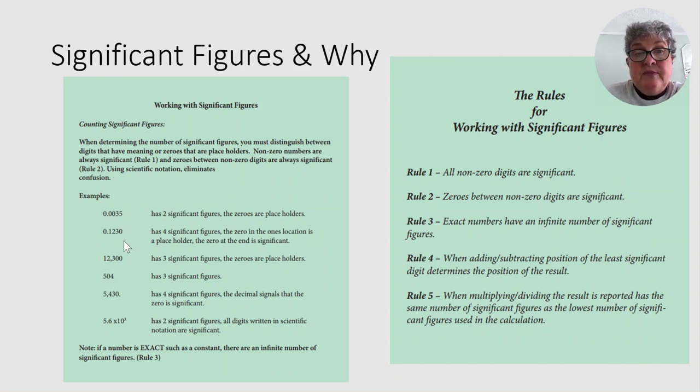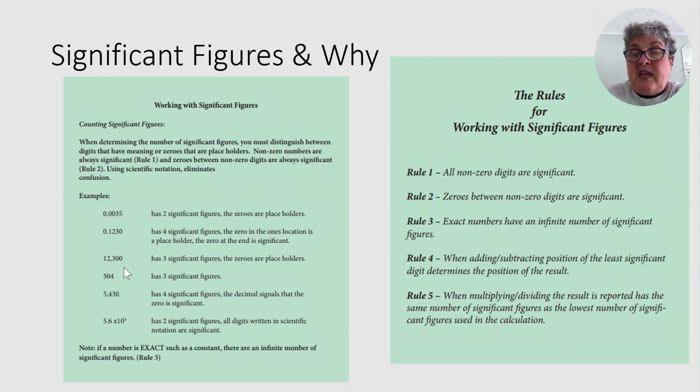They're placeholders. This zero in this number, on the other hand, is significant. Because if I were to write this in scientific notation, this would be 1.230 times 10 to the minus 1. That zero is significant, and it is telling us something. Now, the interesting thing is your calculator won't do significant figures because it's going to drop that zero. You're going to have to watch for those significant figures.